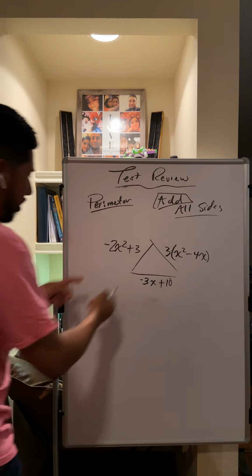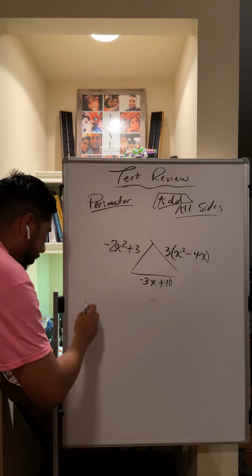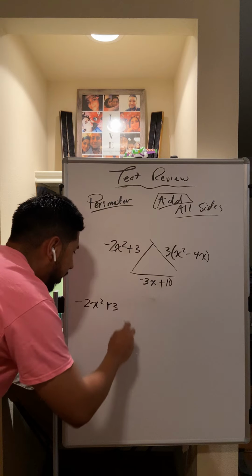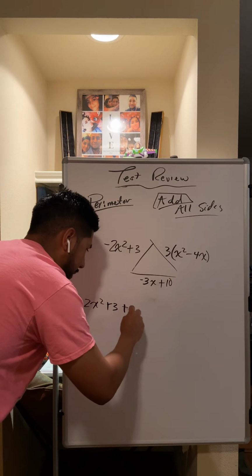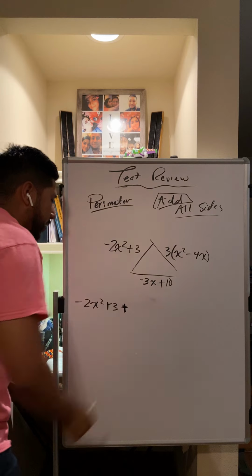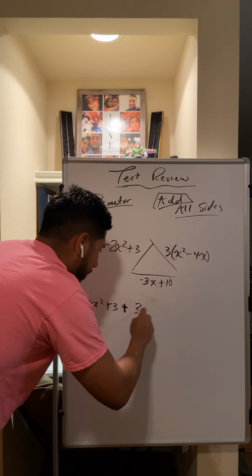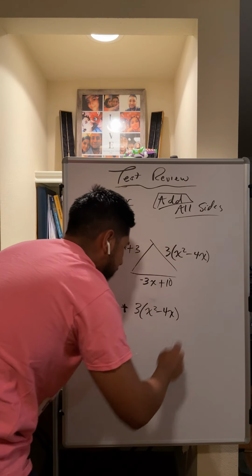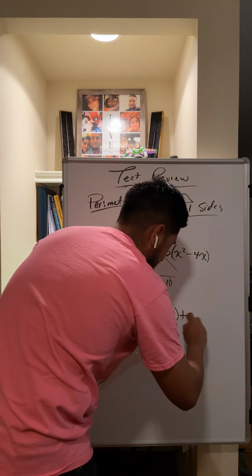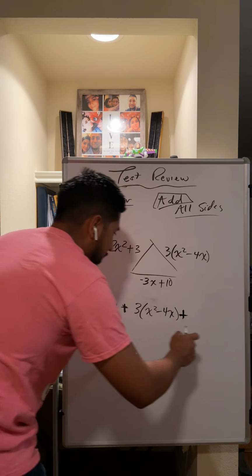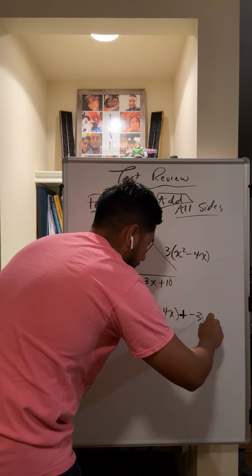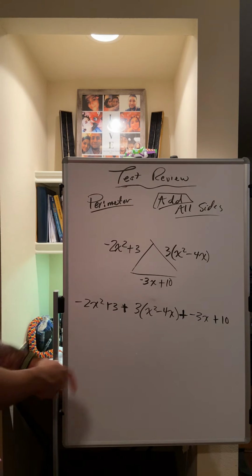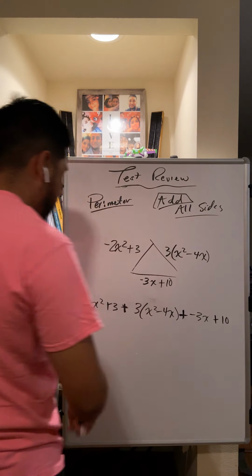So when we add all the sides, let's just take one piece and put it right here. Let's make it easier on ourselves. We have negative 2x squared plus 3 plus, why am I putting this plus? Because we're adding. Next side, 3 parentheses x squared minus 4x plus, because we're adding all sides, negative 3x plus 10. So these pluses are just telling me, okay, I'm adding all the sides. Now let's work it out.